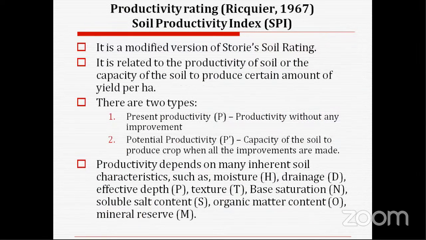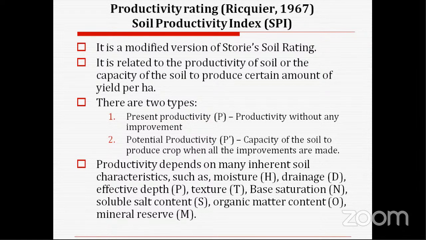Coming to the next, productivity rating. This is called the Riquier index, the soil productivity index. It is a modified version, students. Storie and Riquier are somewhat similar, but Riquier completely modified the Storie index. It is related to the productivity of the soil, or the capacity of the soil to produce a certain yield per area, how much yield can be given by the particular soil. This is what is called the soil productivity index, SPI.